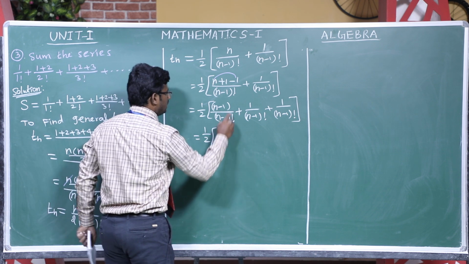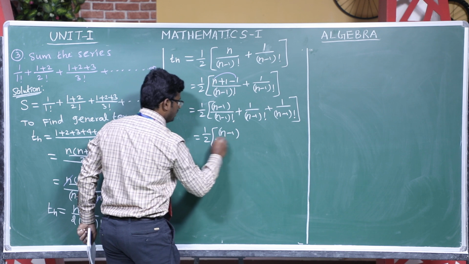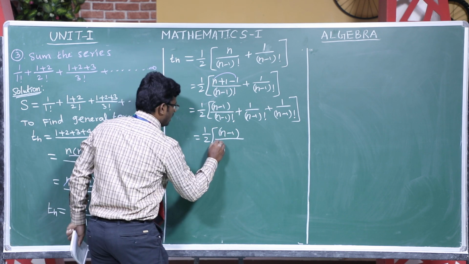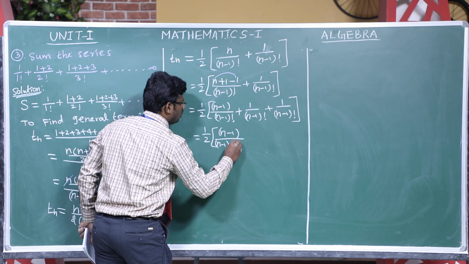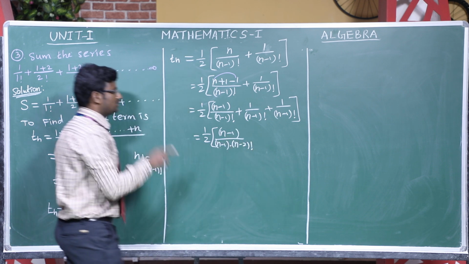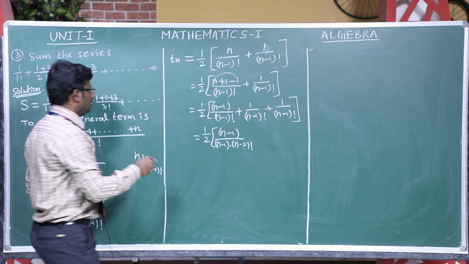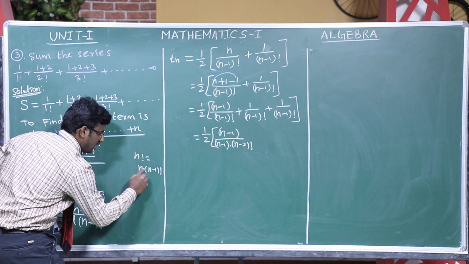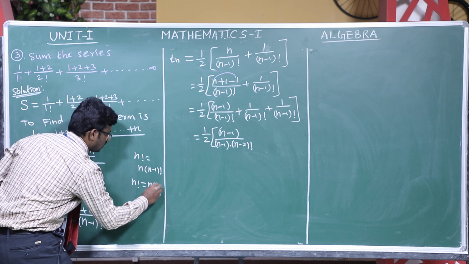Then 1 by 2 into (n minus 1) divided by (n minus 1) factorial, again splitting, (n minus 1) factorial is (n minus 1) into (n minus 2) factorial. Subtracting again by minus 1, that is, n factorial is equal to n into (n minus 1) factorial.